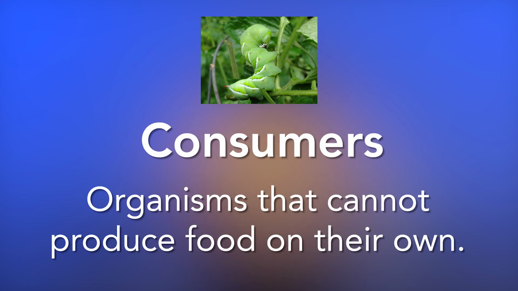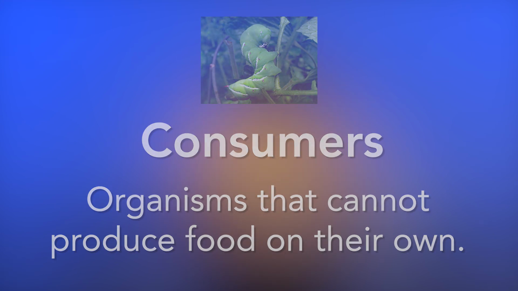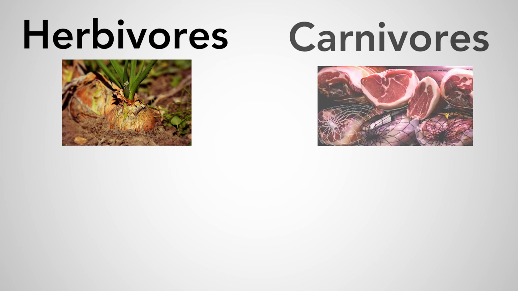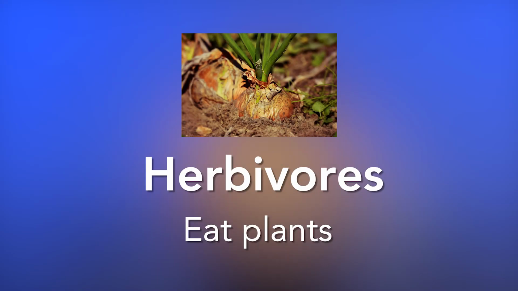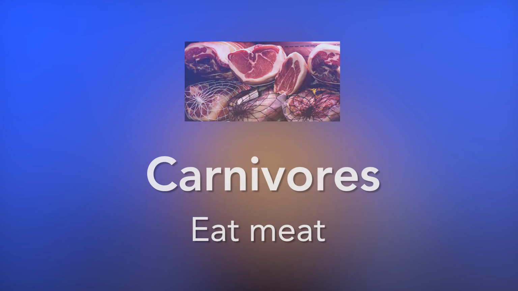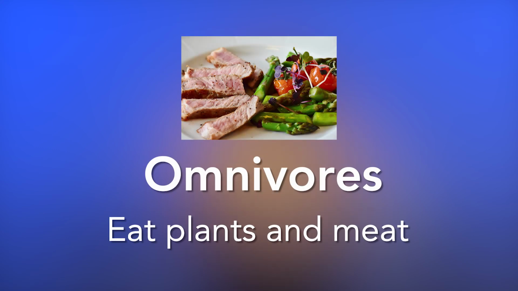Consumers are organisms that cannot produce their own food. They have to look for food. Consumers are broken down into 3 categories: herbivores, carnivores, and omnivores. Herbivores eat plants, carnivores eat meat, and omnivores eat plants and meat.